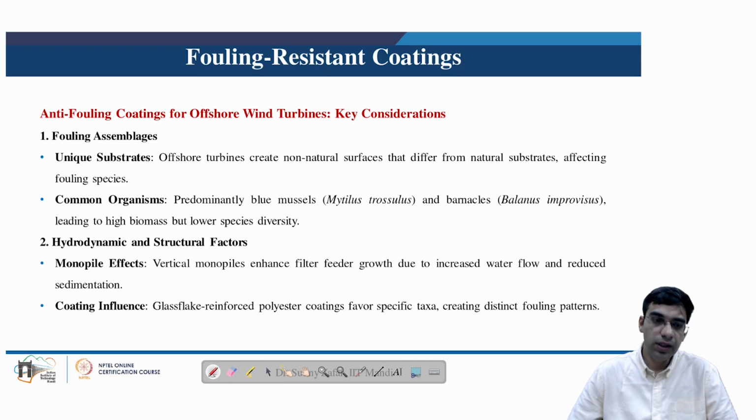So these include the monopile effects, where vertical monopiles enhance fouling growth due to increased water flow and reduced sedimentation. The other consideration involves coating influence, where glass flake reinforced polyester coatings offer specific advantages on fouling pattern.